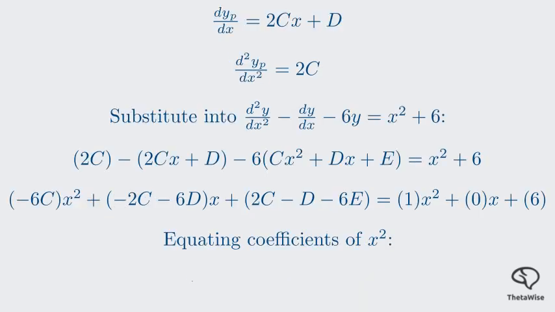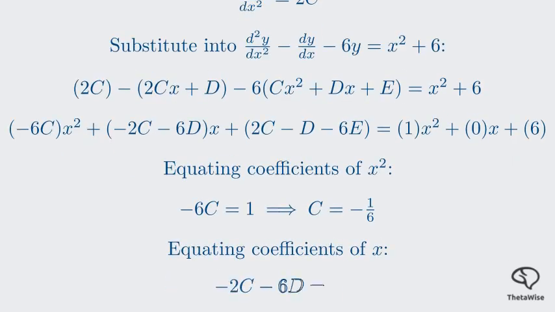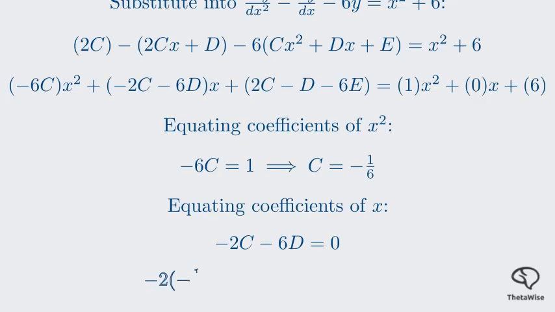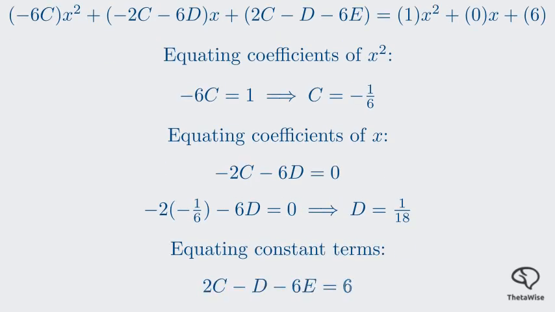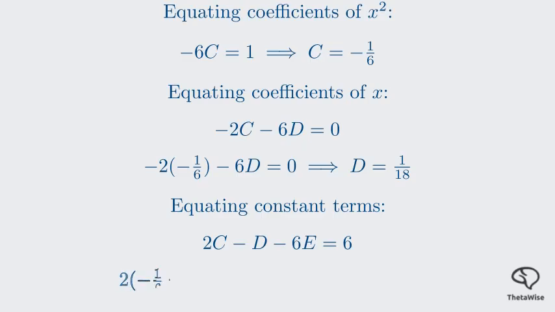By equating the coefficients of x squared on both sides, we get negative 6c equals 1, so c equals negative 1/6. Equating the coefficients of x, we get negative 2c minus 6d equals 0. Plugging in our value for c, we get d equals 1/18. Finally, equating the constant terms, we have 2c minus d minus 6e equals 6. Solving for e gives us negative 115 over 108. The algebra can be a bit tedious, so be careful and methodical.